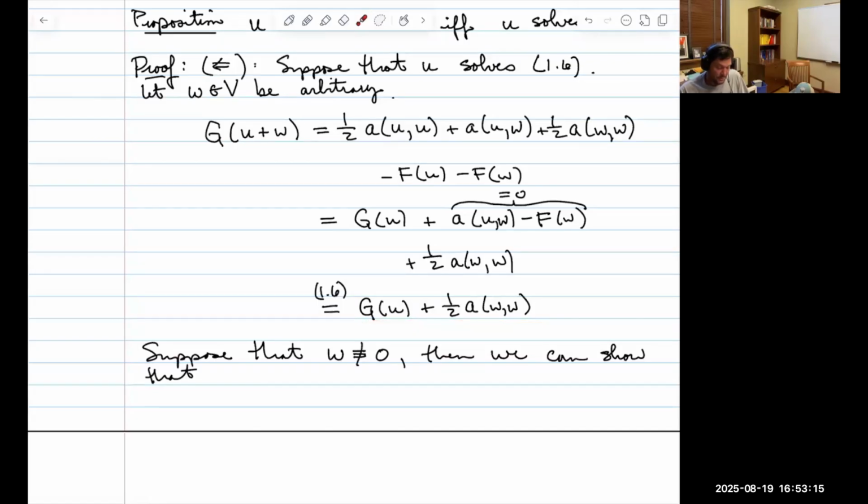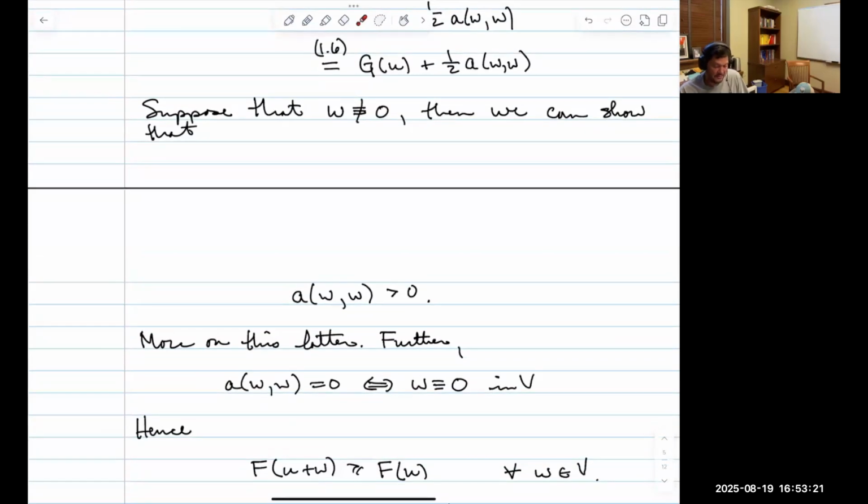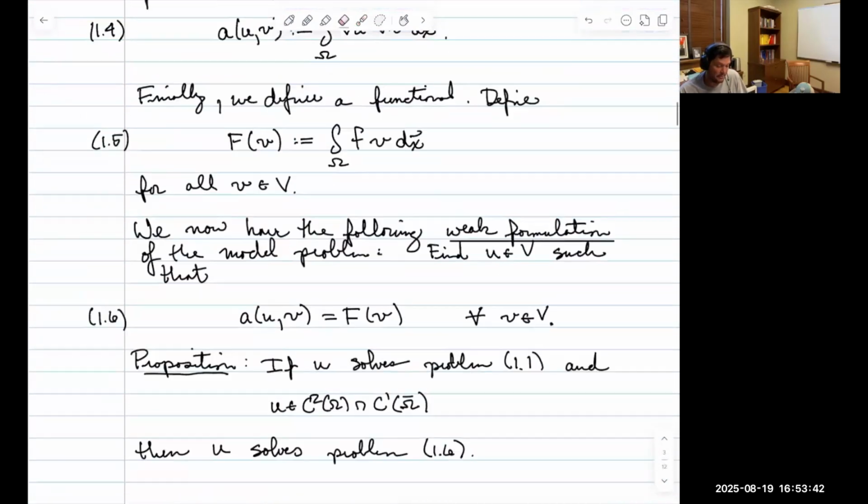Well, suppose that W is not equal to 0. If that's the case, then we can show that, and this requires a little bit of showing, but maybe it's clear to you, if W is not identically the 0 function in V, then it must be that A(W,W) is strictly greater than 0. So if you look back at how A is defined, that might be clear to you.